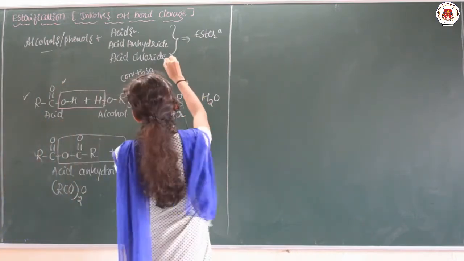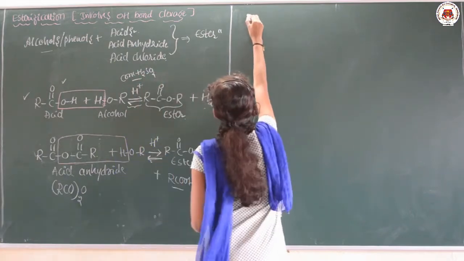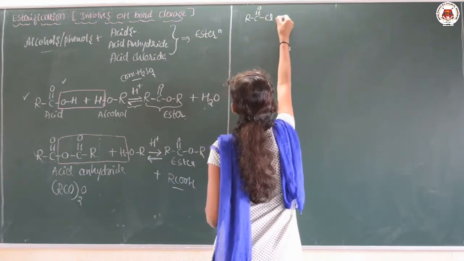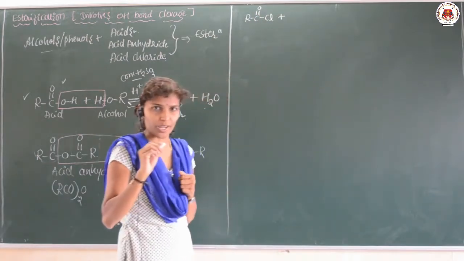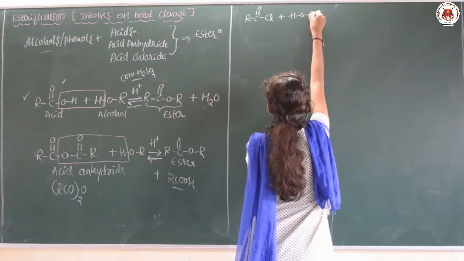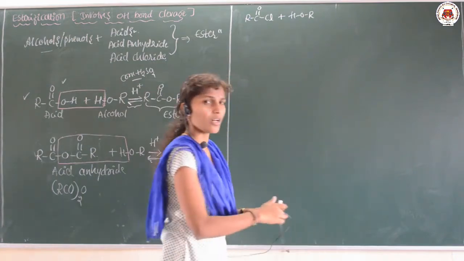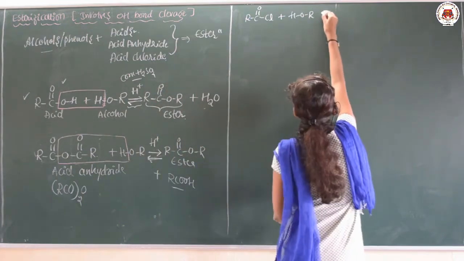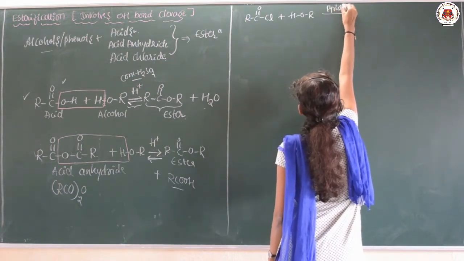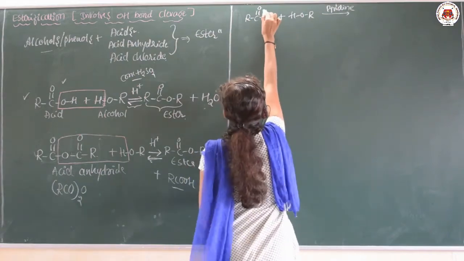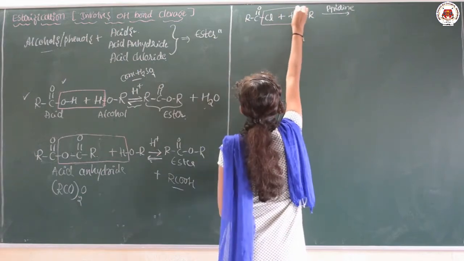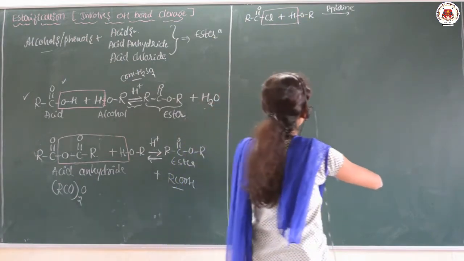Next we will talk about the acid chloride. Whenever acid chloride is treated with the alcohol in presence of a base like pyridine, HCl is eliminated.